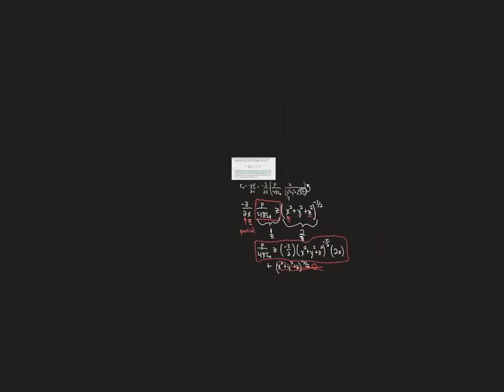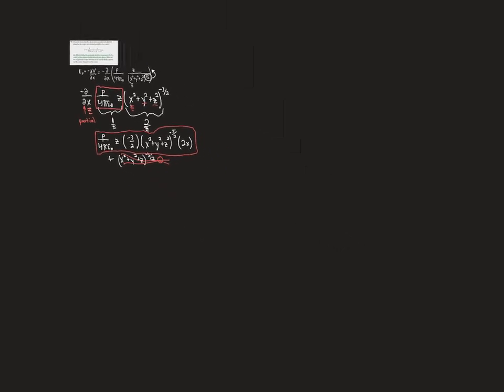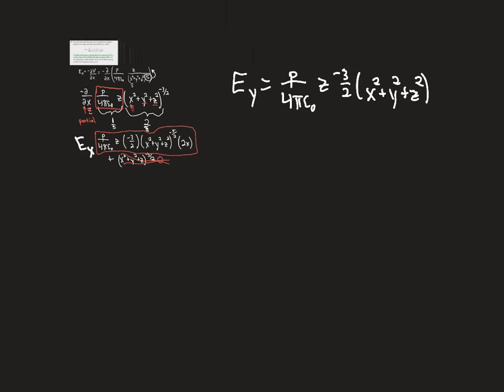If you do a little bit of thinking, you can realize that this is going to be equal to EX. If I think about it a little bit, and you'll take a look at this on your own, you should be able to see that EY is going to be the exact same thing, more or less. 4 pi p over 4 pi epsilon naught times z times negative 3 halves times x squared plus y squared plus z squared, all to the negative 5 halves, and that's going to be multiplied by 2 times y. And you can think about that, and you can actually take this derivative to see why that's the case.